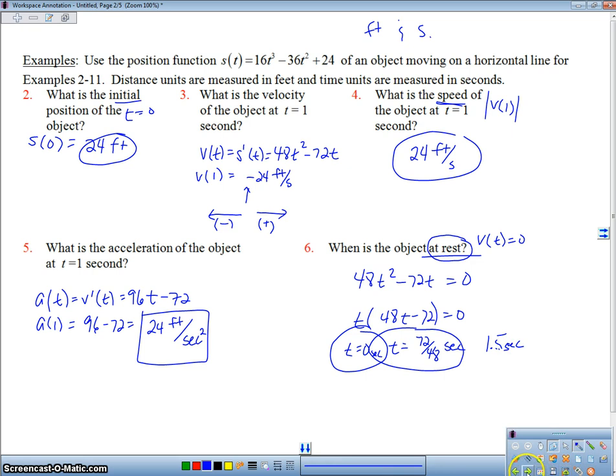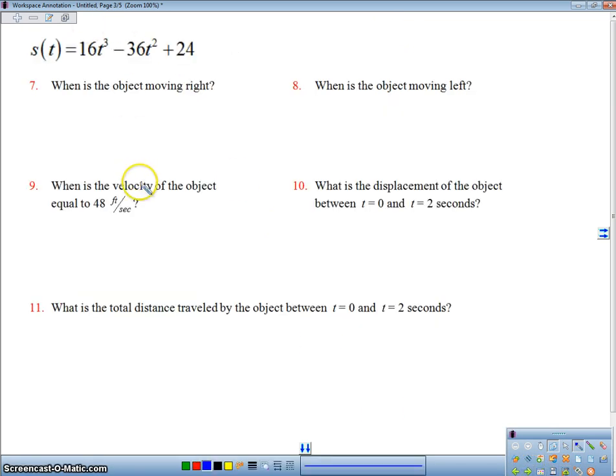All right, let's take a look at some more here. Same function. When is the object moving to the right? Well, it's moving to the right when velocity is greater than 0.